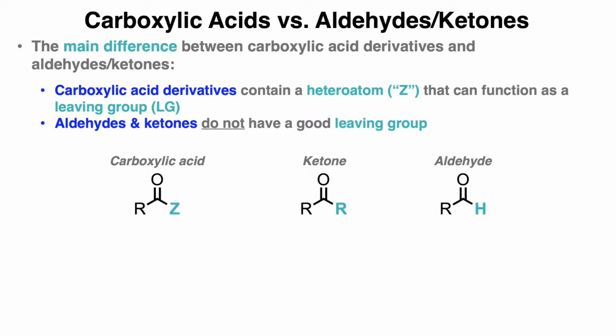Now, the main difference between carboxylic acid derivatives and aldehydes or ketones is that the carboxylic acid derivative contains a heteroatom labeled as Z that can function as a good leaving group. Whereas ketones and aldehydes do not have a good leaving group because remember that carbons and hydrogens are not able to break off of a molecule and be stable on their own.